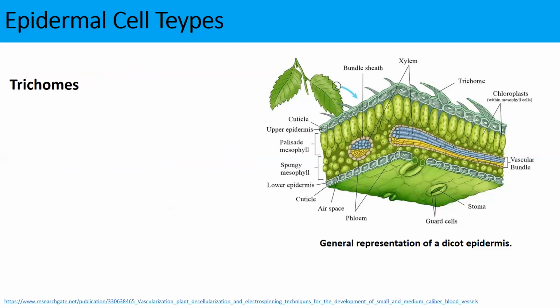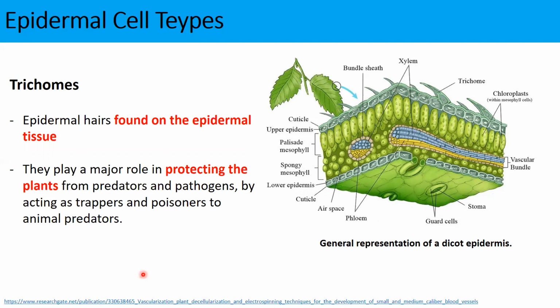Trichomes. Trichomes are epidermal hairs which are found on epidermal tissues. They play a major role in protecting plants from predators and pathogens by acting as trappers and poisoners to the animal predators. These trichomes, which are present here, are also sometimes present on the stems and the leaves, and sometimes on the seeds of the plants.